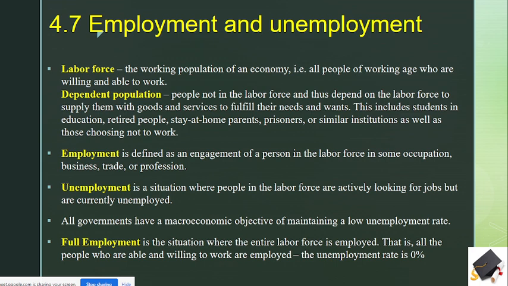Then full employment. This is the situation where the entire labor force is employed. If you have a job, you can consider yourself as employed. If you don't have a job but you are still searching for one, you can consider yourself an unemployed person, and full employment is where there is no unemployment. Got my point?